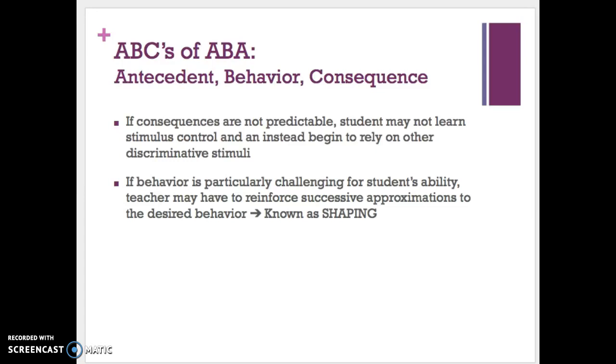And when I say consequence, that does not always mean a negative. So consequence is immediately after the behaviors, whatever happens after the behavior. If a behavior is particularly challenging for a student's ability, teachers may have to reinforce successive approximations to the desired behavior. So this is known as shaping. That just means successive approximations means small steps towards the ultimate goal. So you're kind of breaking it down.